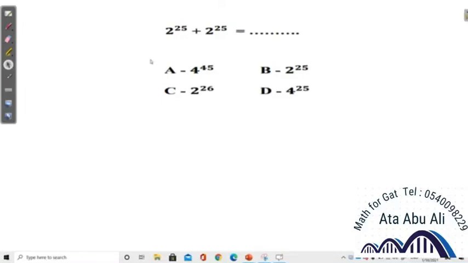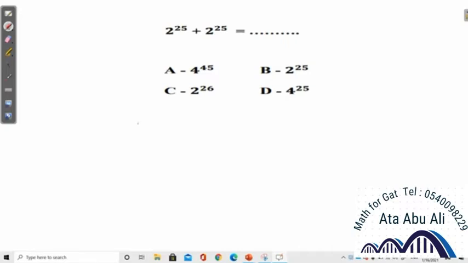Today we start with GAT by solving these problems about the powers. If you have 2 to the power of 25 plus 2 to the power of 25 also is equal to what? As you know, if there is an addition of them with the same power, we can do it as that.